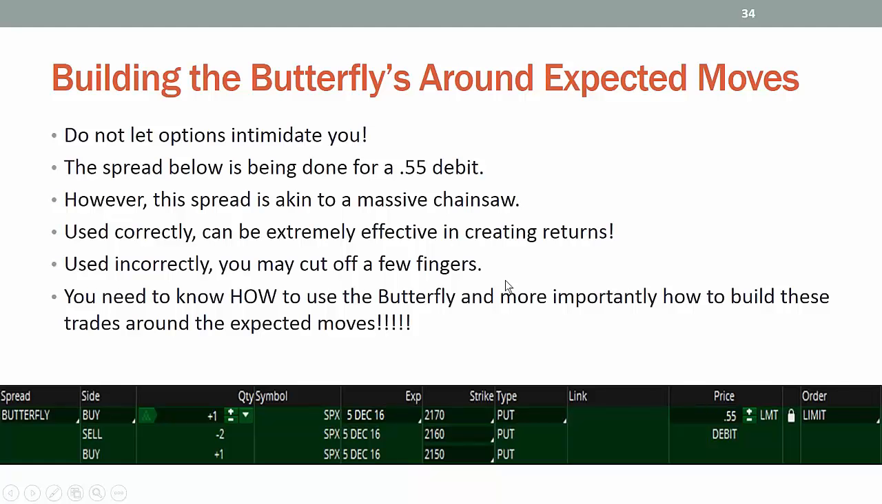You need to know how to use the butterfly and, more importantly, how to build these trades around the expected moves. And I want you guys to know that. This is not, again, instant coffee, instant tea. I started with that tonight. You got to build these around the expected moves, and you have to know how to calculate the expected moves spot on. That's what that butterfly is about.